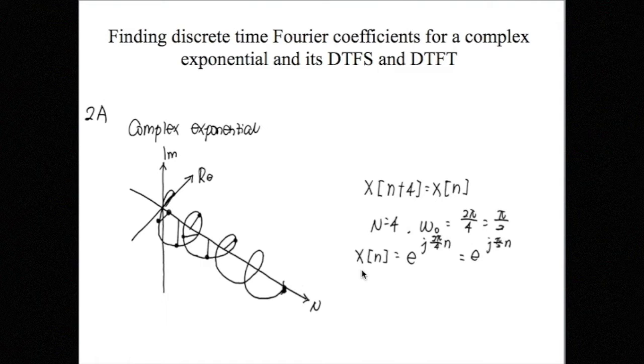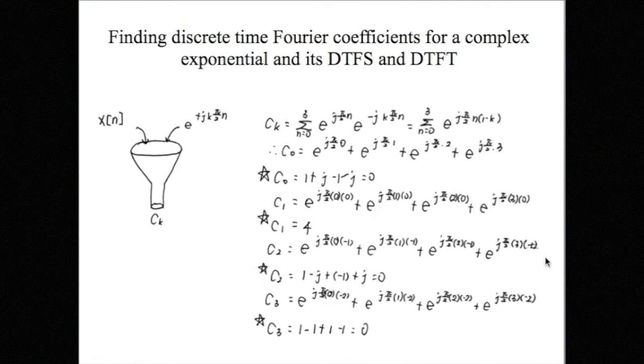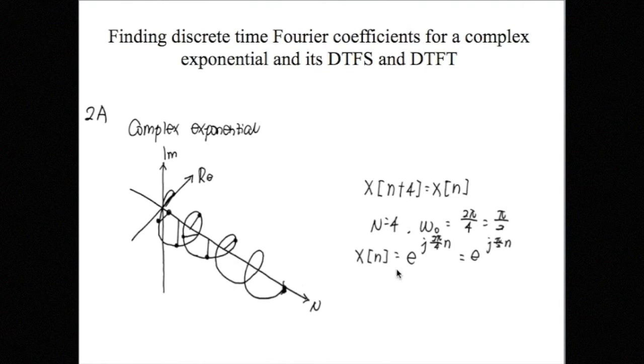From the definition of this signal, we get the coefficient c k, and the range of k is from 0 to 3. So how do we get this c k? We perform an inner product on x of n and e to the power of j k omega 0 n, where omega 0 is the fundamental frequency that we calculated here, which is pi over 2, and x of n equals e to the power of j pi over 2 n.